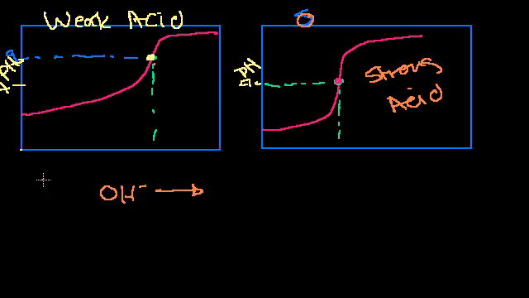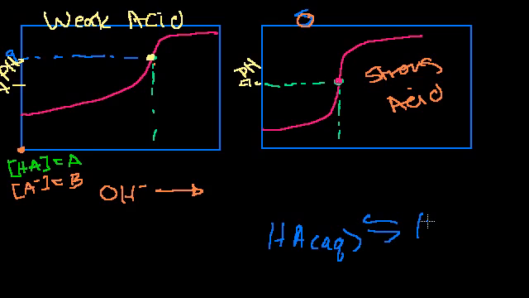So let me write some concentrations here. Let's say at this point on the left, before I started titrating anything, my concentration of my acid was A. And my concentration of my conjugate base, remember this was an equilibrium, was B. Now remember I kept sopping up the hydrogen. Actually, I shouldn't have erased the actual reaction. It's all in an aqueous solution: the acid in equilibrium with H plus and A minus.